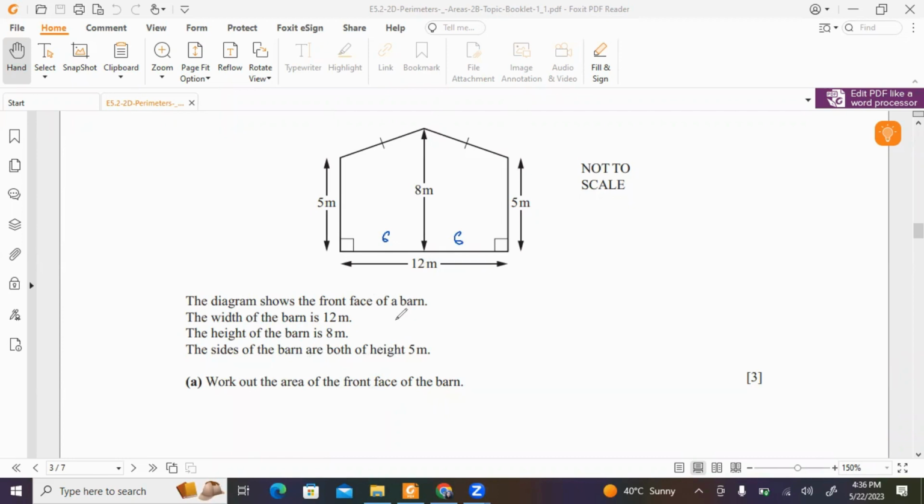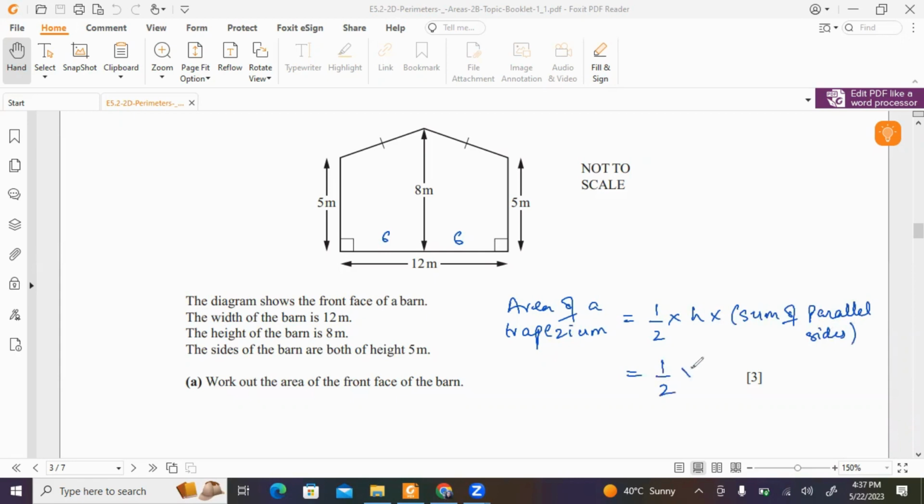We can use the area of the trapezium formula to find the area of the front face of the barn. We know that the area of a trapezium has the formula of 1/2 times height times the sum of the parallel sides. So our height in this case is 6 and the parallel sides are 5 and 8.